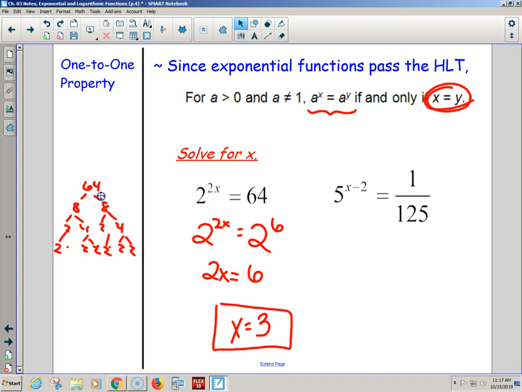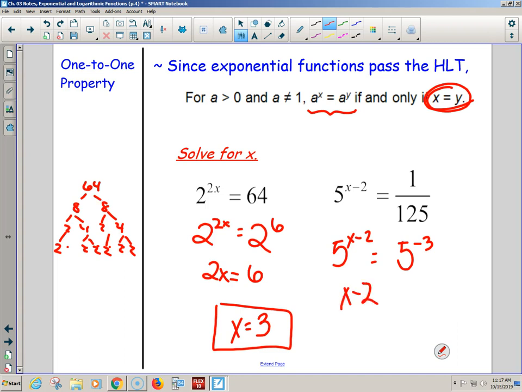Alright, so what did 1 over 125 get rewritten as? 5 to the power of negative 3. Nice! And if 1 over 125 can be rewritten as 5 to the negative 3, and I have 5 to the x minus 2, it's as simple as, because of the one-to-one property, exponent must equal exponent, which means x must equal negative 1.